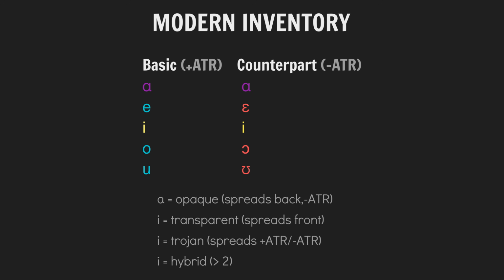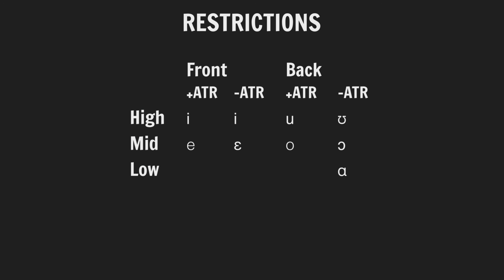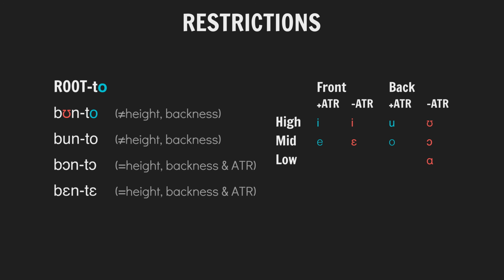Oh yes, height-based restrictions. No justification needed here, simply create a rule that pleases you. I'll say that all vowels of the same height must agree in both backness and tongue root position, whereas vowels of differing heights agree only in backness. Neutral vowels obviously just do their own thing. This restriction will produce forms like bunto, bunto, bonto, and bente.